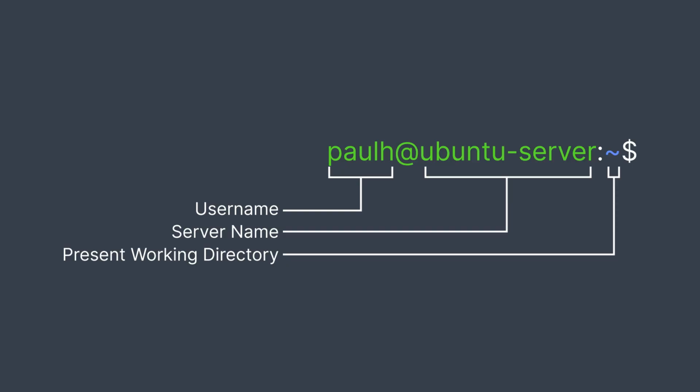We have a colon, which separates us from our current directory. And the current directory is this little tilde character, which means we are in our user's home directory.